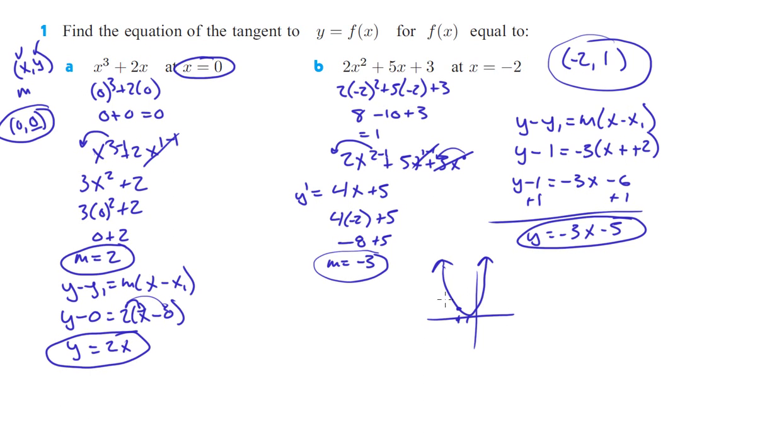Here's 1. So now what we're doing is finding the equation of that line right there, which is this negative 3x minus 5. Again, that's just a rough sketch, I don't know what the graph actually looks like. It's going to be a parabola of some sort, but we found the equation of that line right there. Okay? All right. Moving on to the second parts of these.